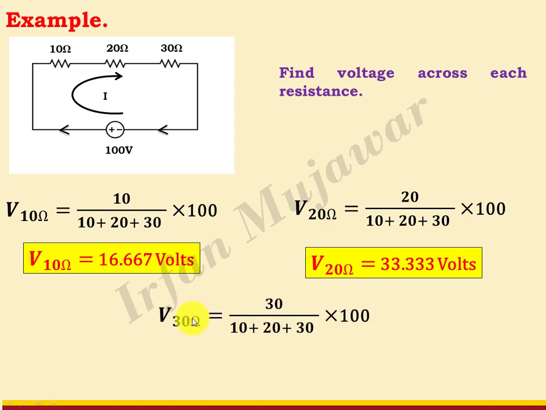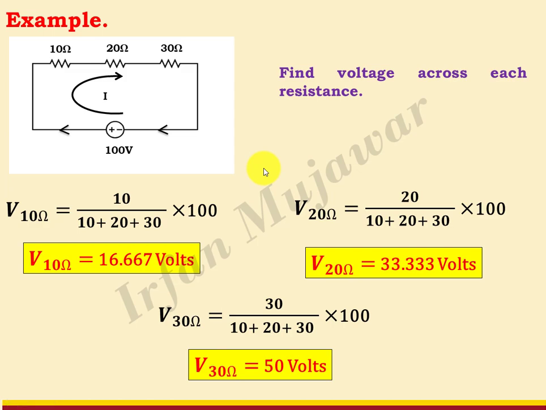So finally, voltage across 30 ohm will be equal to same resistance 30 divided by sum of all resistance, that is 10 plus 20 plus 30 into 100. So it will be 30 by 60, that is half into 100. So that will be 50 volt. So we can calculate voltage across each resistance by using voltage divider rule, where there is no need to calculate the current. Now let's understand this with the help of PhET interactive simulation tool.